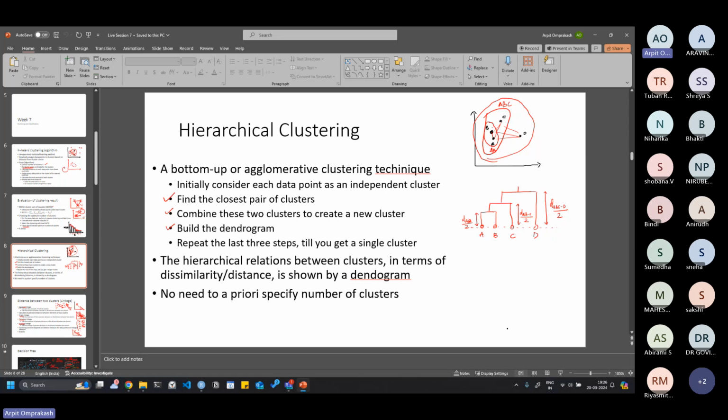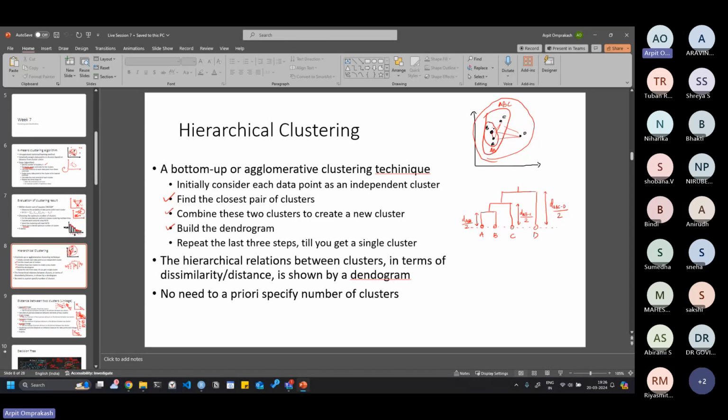Hierarchical clustering is another type of clustering. It's an agglomerative type of clustering. So we are basically assuming everything as independent clusters and then building up relations between those, making them into bigger clusters.